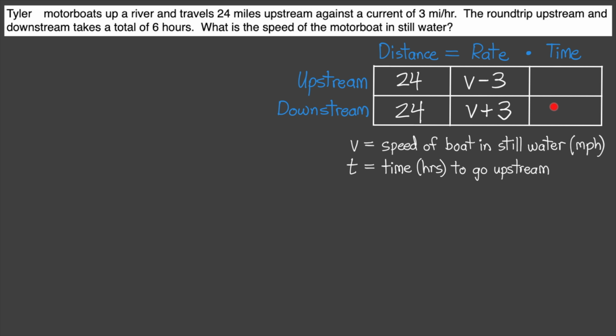Next, we have time. So we're saying time is going to be the hours to go upstream. So you could have easily made it downstream, but I just chose to make it upstream. So this is T. And they tell us that the round trip upstream and downstream takes a total of 6 hours. So if it takes T hours to go upstream, how long does it take to go downstream? So this is tricky. It's going to be 6, the total time, minus T, because we don't know what T is. So there is our setup here.